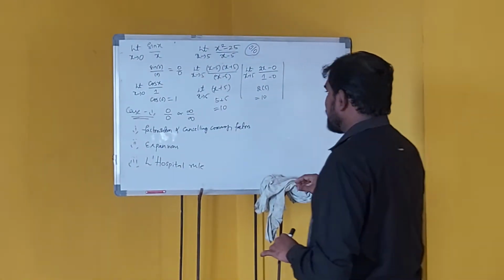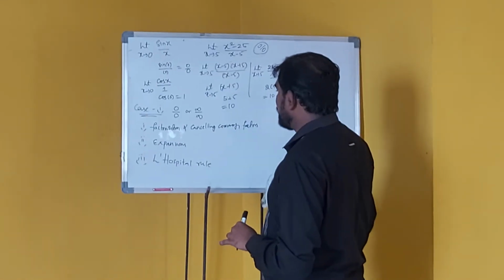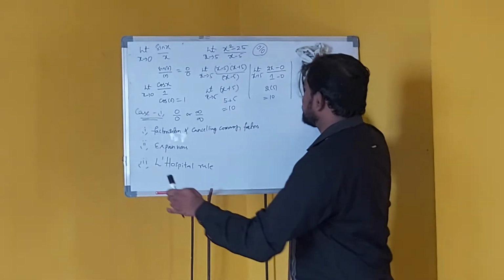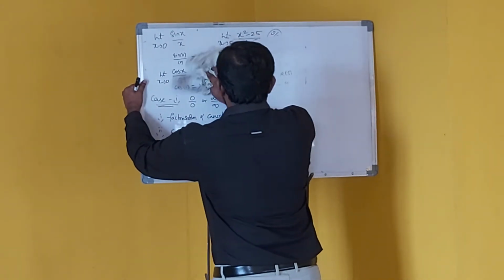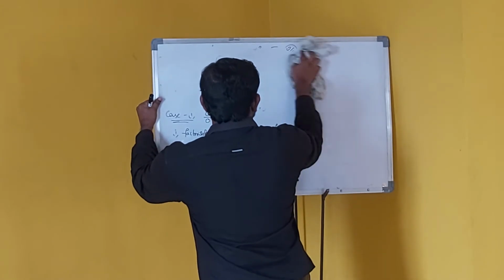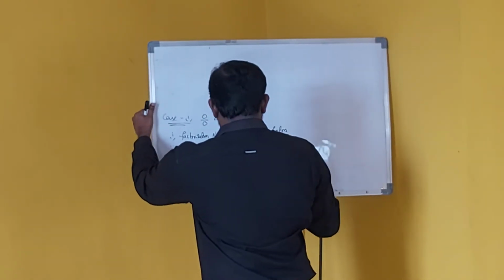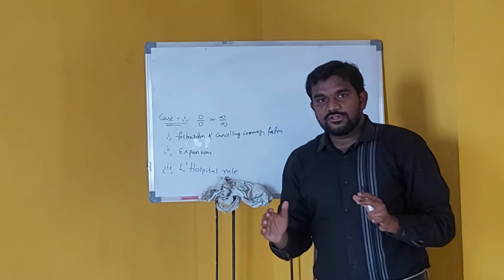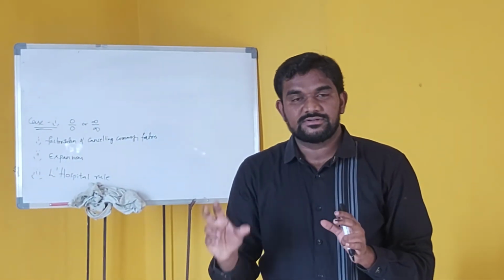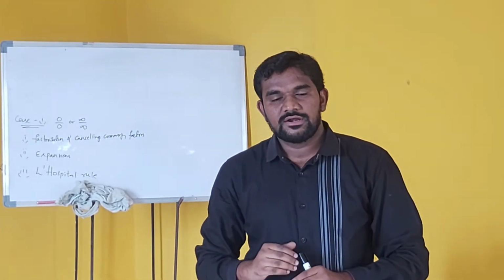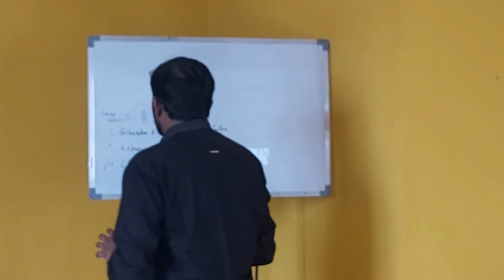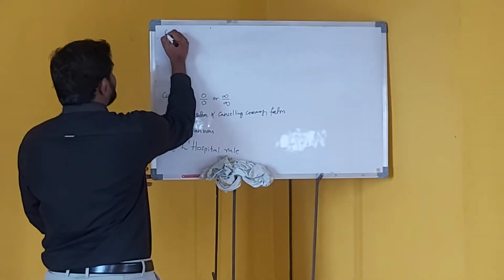And moving on to the next case. What's the next case that we have? So 0 by 0 and infinite by infinite. If you can handle these indeterminates properly, we can master the entire limits chapter, because everything is going to depend on 0 by 0 or infinite by infinite.